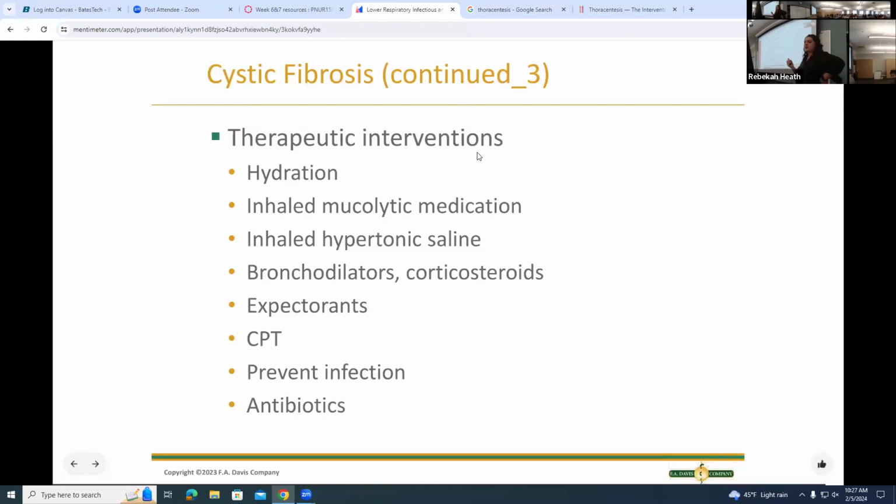We're gonna have bronchodilators, expectorants. CPT is really big on these kids, that percussive therapy. We're gonna be teaching parents how to help those babies and those kids break up all that mucus so that the kids can cough it out. We really want to work on preventing infection. They're on a lot of antibiotics because, with all that mucus that's just stuck in their lungs, it can get infected. And so they tend to get more lung infections.